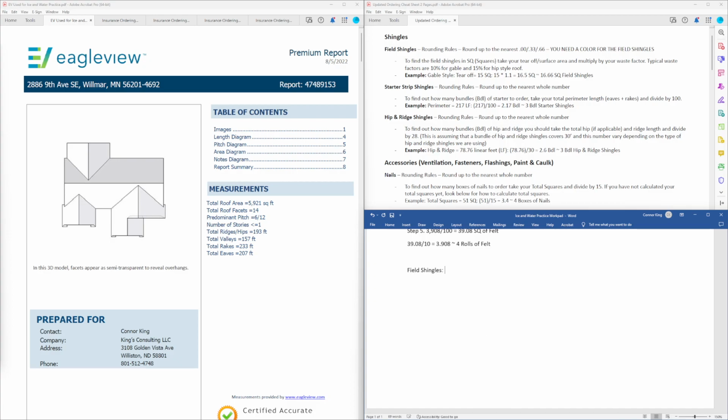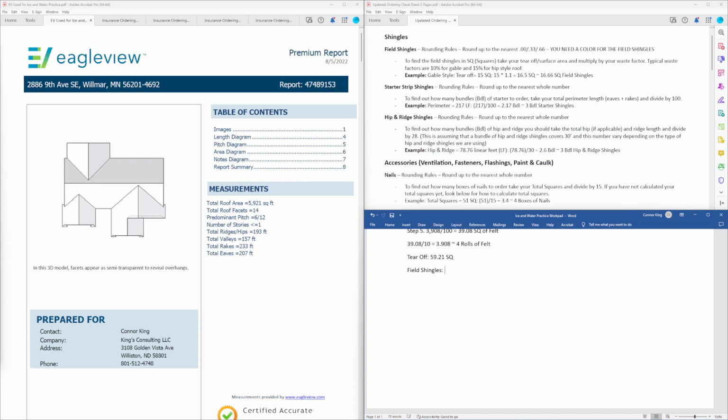With this, one of the small differences is, at least on this first page, it's showing the tear off, which I like to actually write down as well. And that's in square feet. We use squares most typically when we're talking about field shingles. So as we've done plenty of times, I'm just going to convert the square feet to squares. And so we have 59.21 squares for our tear off.